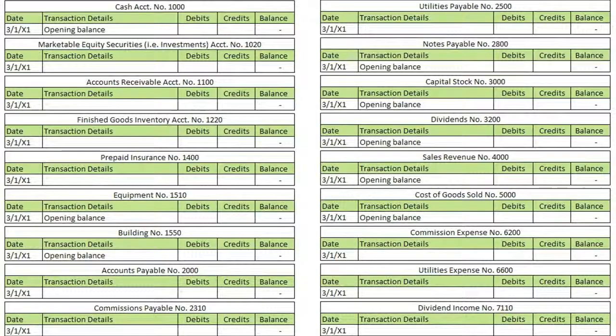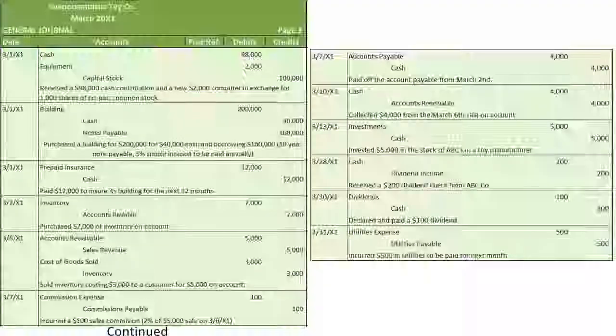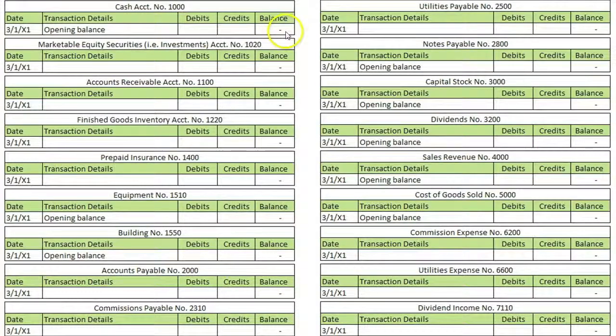This is a listing of all the general ledger accounts that will be affected by the journal entries on this prior page. As you'll notice, all the opening balances are zero because it's a brand new company. Now, if this company were already in business for a month or so, you'd see opening balances. So make sure whenever you start posting that you have the prior balances. In this case, they're zero because it's a new company, but that will not normally be the case.